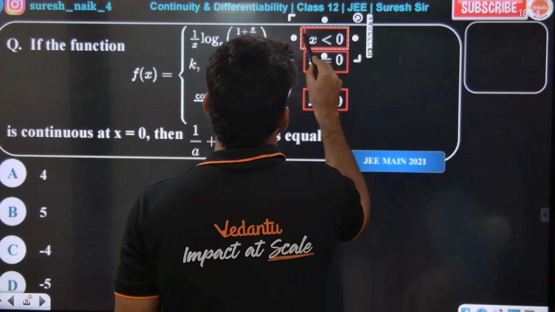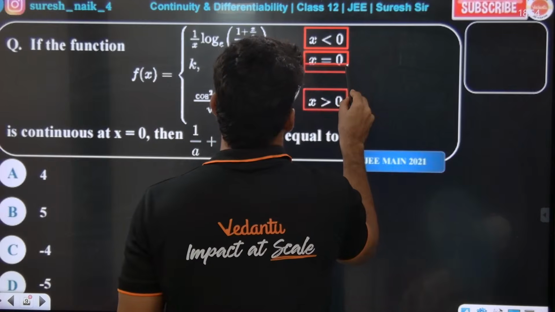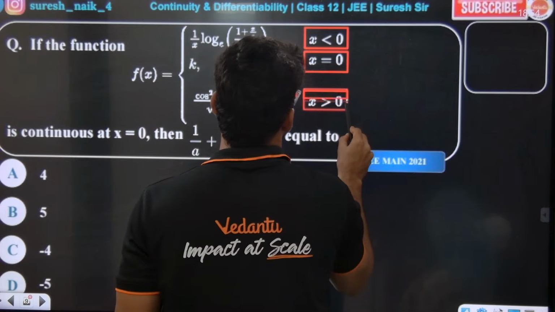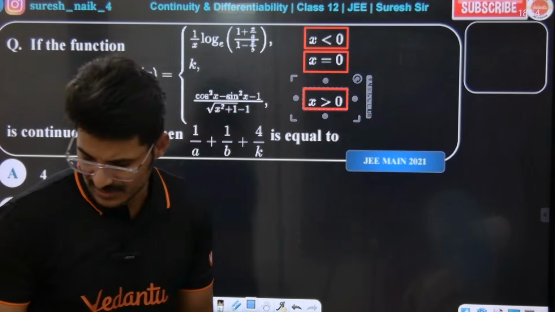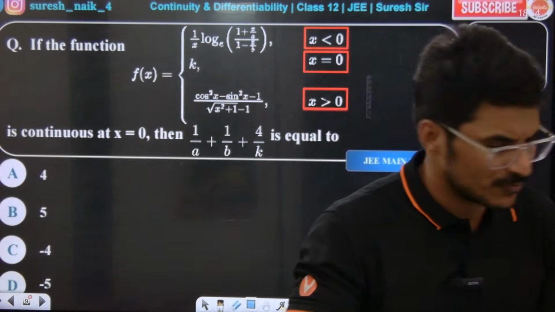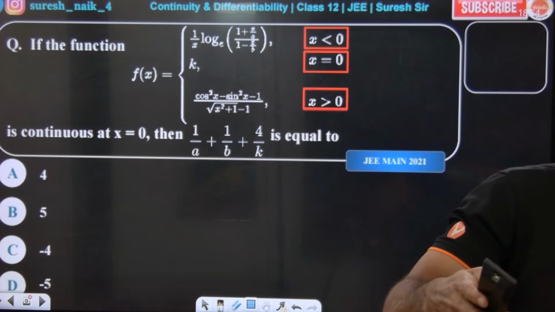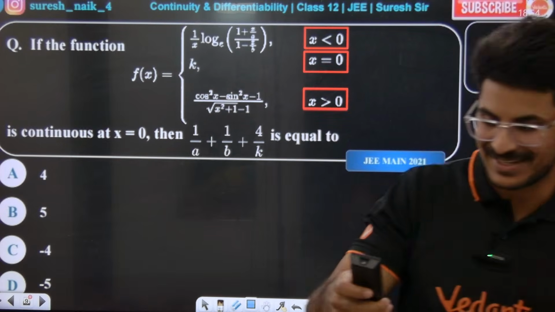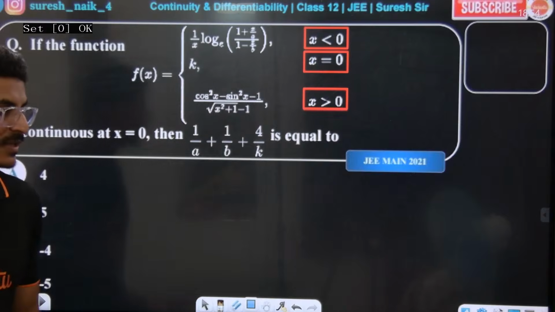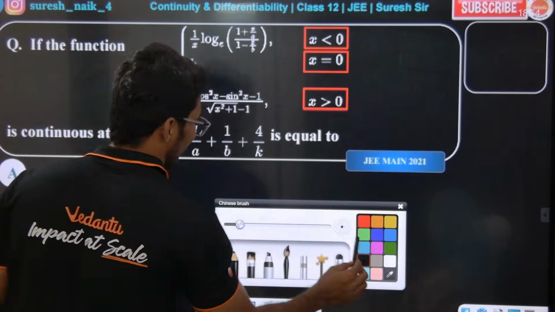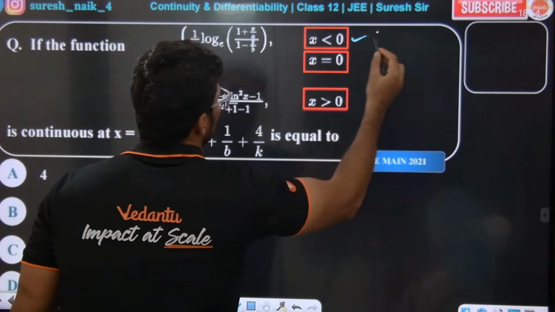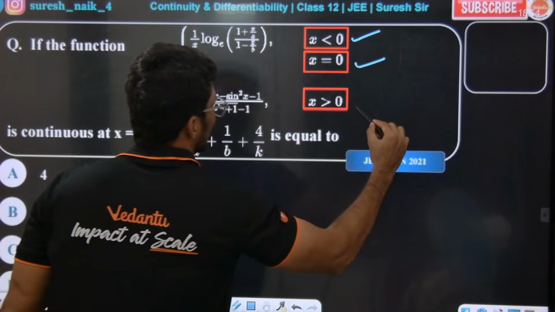When x is less than 0, how is the function? When x is equal to 0, how is the function? It is like this. When x is more than 0, how is the function? It is like this. We cannot see the board properly. Let's adjust the focus a bit. Just a minute. Perfect sir, super duper clear sir. Look at the board. When x is less than 0 it is this, equal to 0 it is this, greater than 0 it is this.